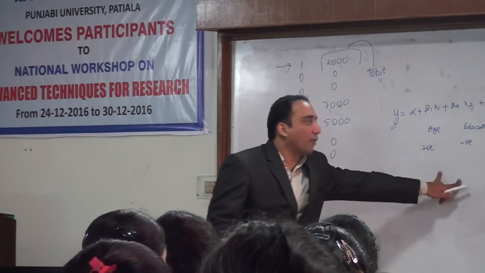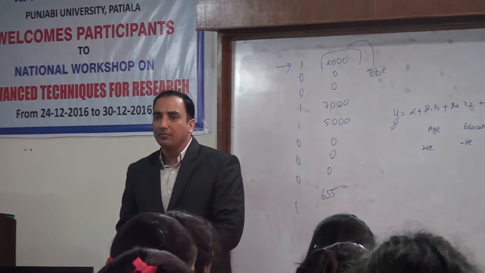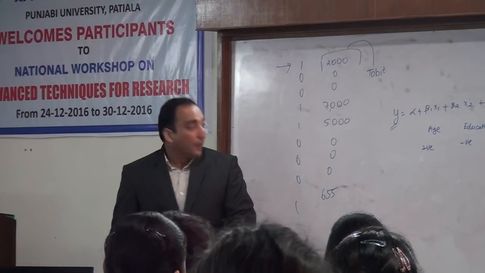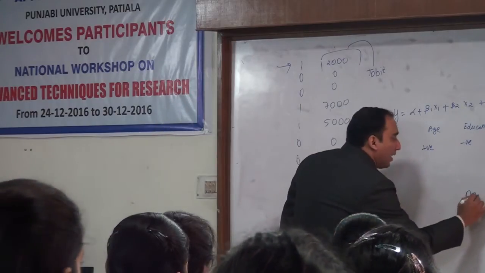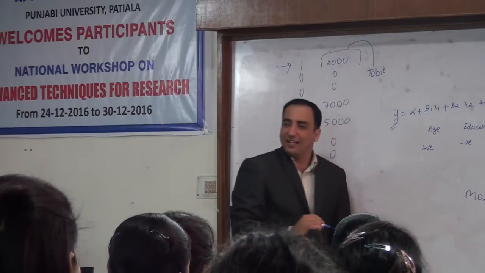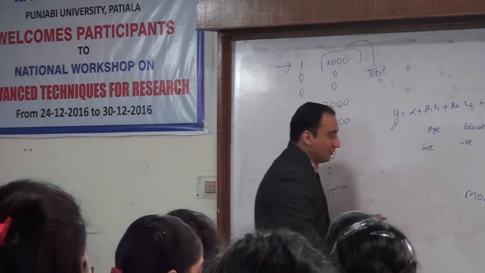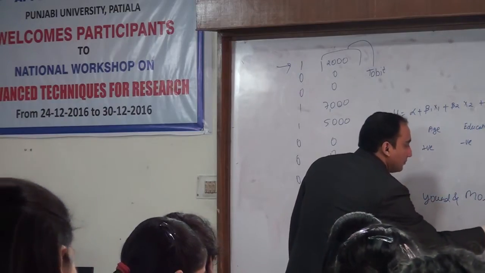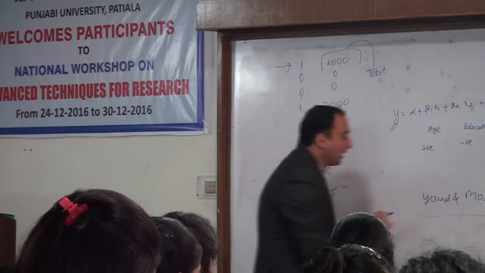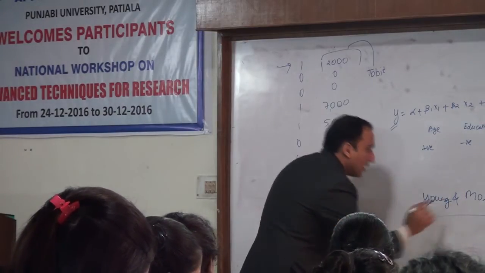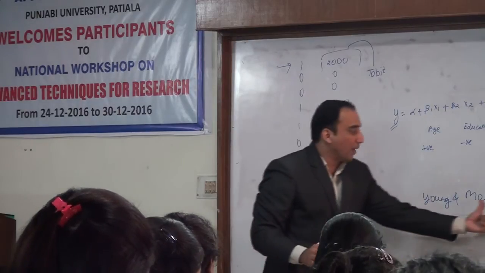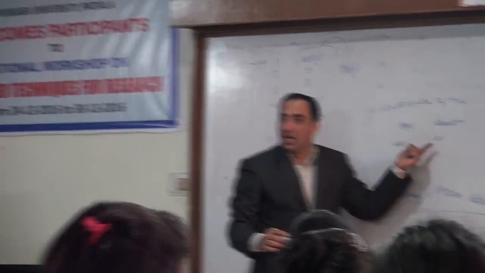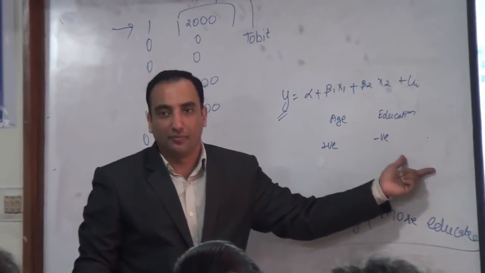So based on this information, what will the banker decide? Whom should we give loans to? People who are young and people who are more educated. I will not give loans to people who are aged or who are less educated. Okay?